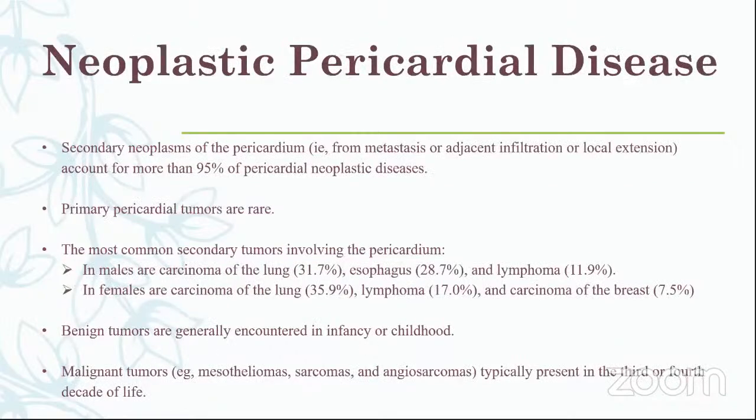Neoplastic pericarditis. Secondary neoplasms of the pericardium are more common than primary pericardial tumors, and account for more than 95% of pericardial neoplastic disease. The most common secondary tumors in males are carcinoma of the lung, esophagus, and lymphoma, and in females are carcinoma of the lung, lymphoma, and carcinoma of the breast. Benign tumors are generally seen in infancy or childhood, and malignant tumors like mesothelioma, sarcomas, and angiosarcomas typically present in the third or fourth decades of life.